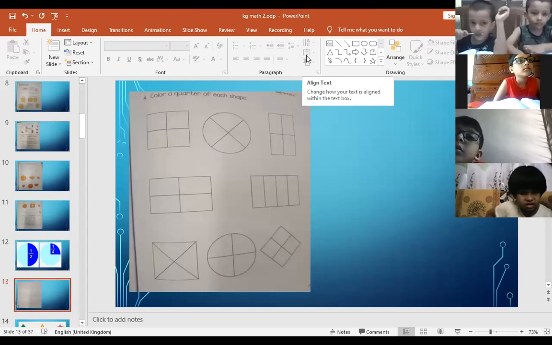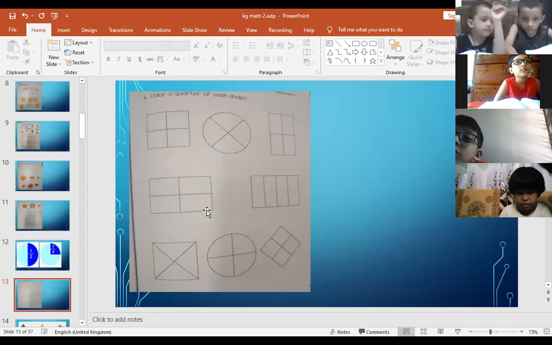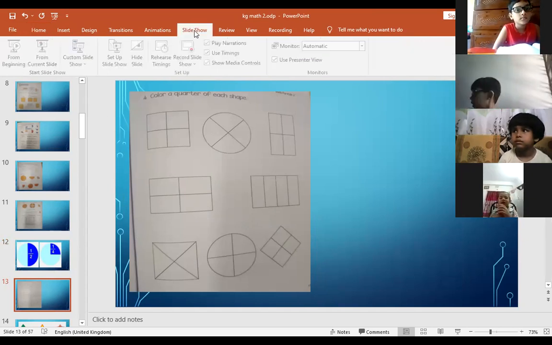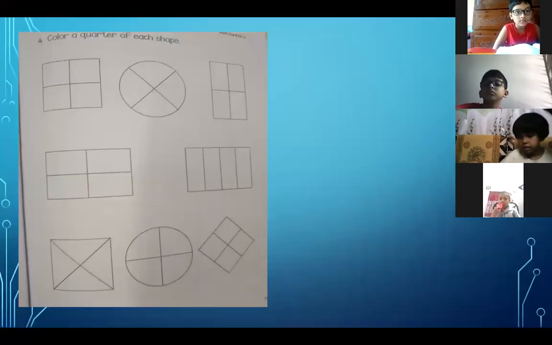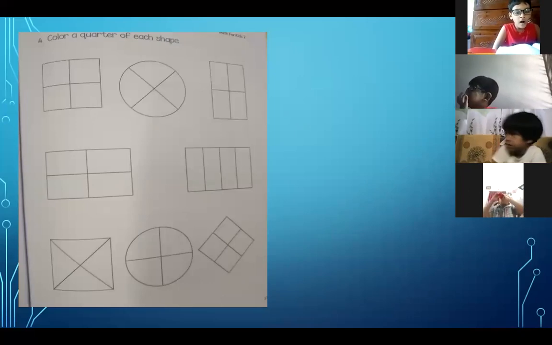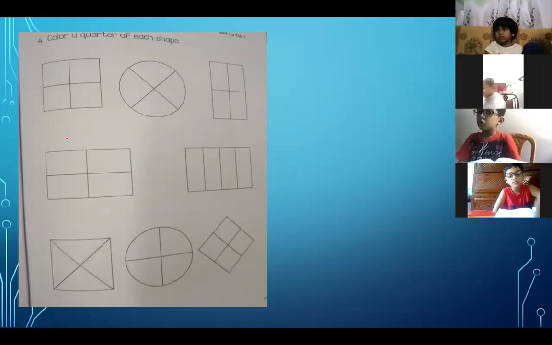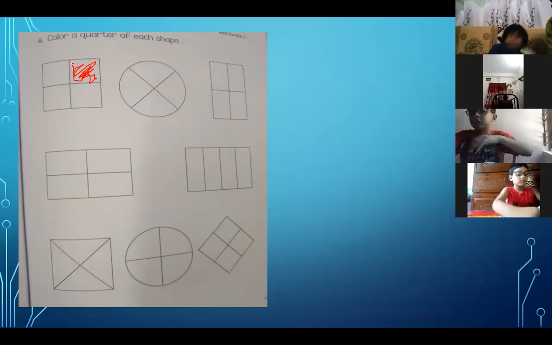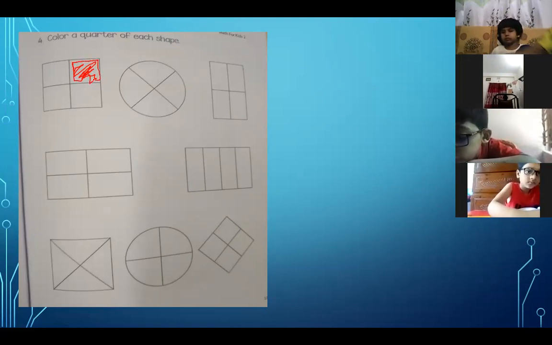Okay. Look at this. Color a quarter of the shape. Okay, you have to color a quarter, only a quarter, okay? Not the whole thing. Look at this. They asked us to color a quarter. So you have to color only a quarter. Only this one. This is a quarter, right? Now you have to color only a quarter of the whole picture.